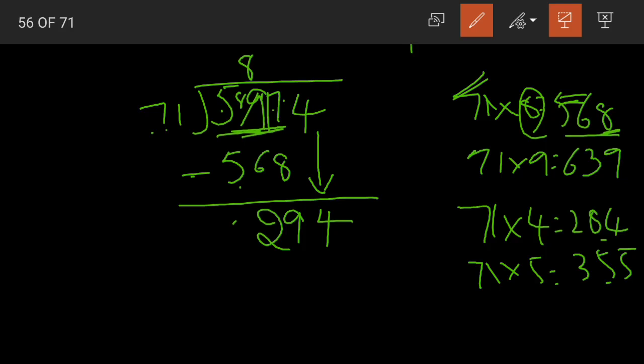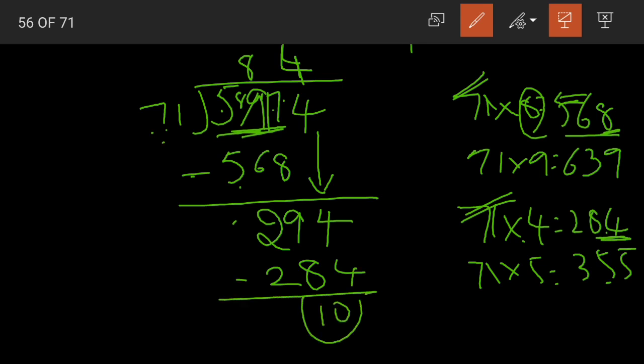So what should we do? We should go with the smaller number. 71 4s are 284, 4 in the quotient, 284 here. When we subtract, 10 will be our remainder. Now what are we observing here? When we are dividing 5,974 by 71, 10 is remaining. So it is not exactly divisible. Yes, the remainder should be 0.